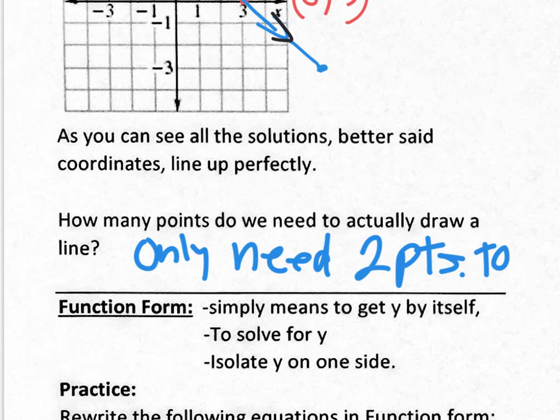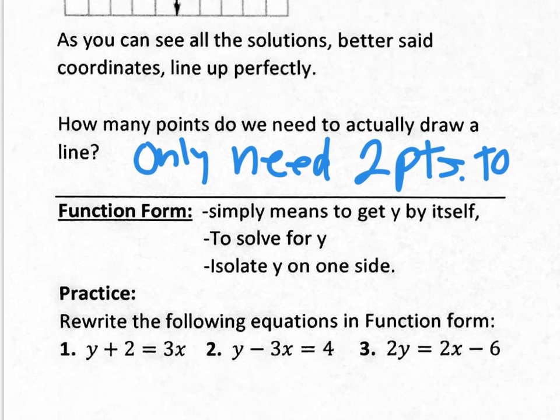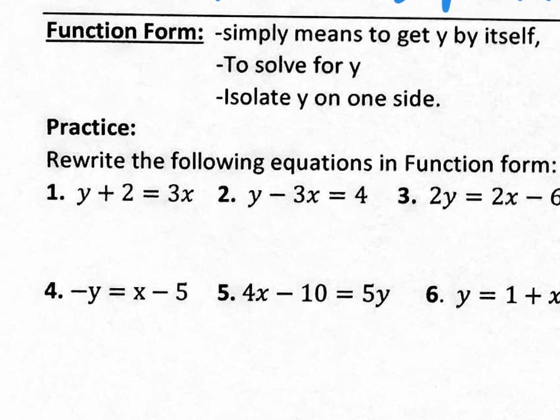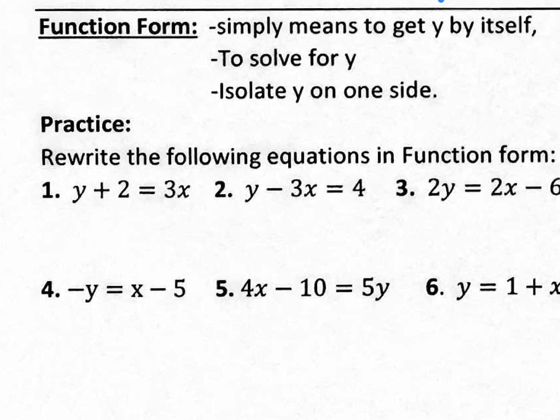form. Okay, so we already got down the first part of what we need to understand. Let's move on to the next part. Write down the words function form, and then write down those 3 definitions that you see right there. What is function form? It simply means to get y by itself. Or another way of looking at it is to solve for y. Or another way of looking at it, to isolate the y on one side. It's all the same thing, getting y by itself. That's what function form actually means. So please copy that down in your notebook.